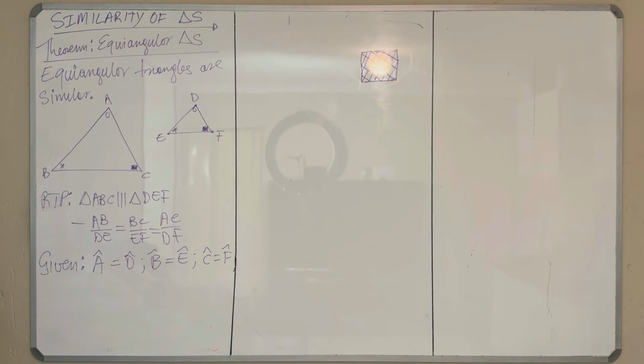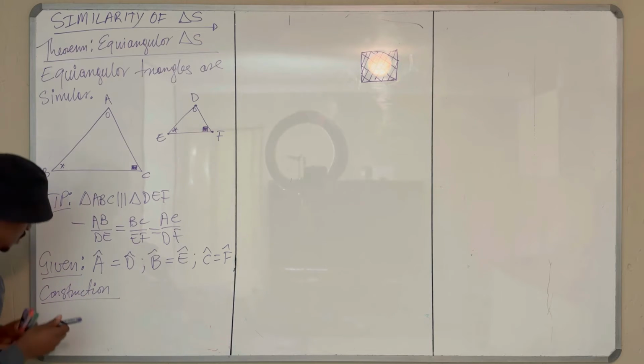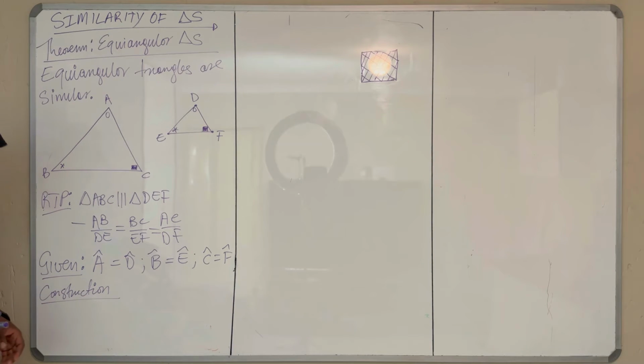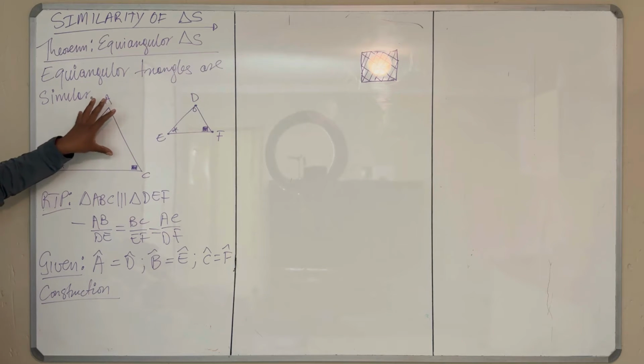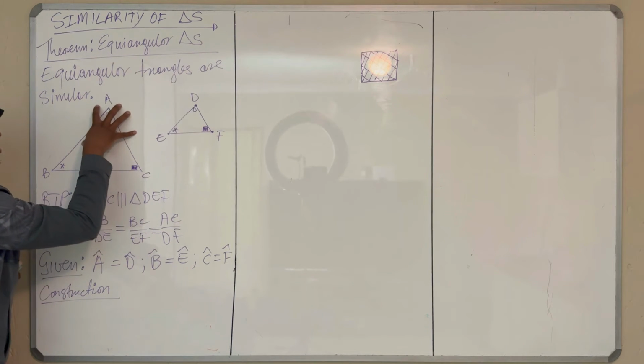Now we're going to construct and get on with the proof. Now, let's go to construction. How are we going to do this? For our construction, we're going to draw this triangle inside here. We're going to take this triangle and copy and paste it inside here. I'm not sure you understand that. Yes. We're going to copy this triangle and put it inside here.